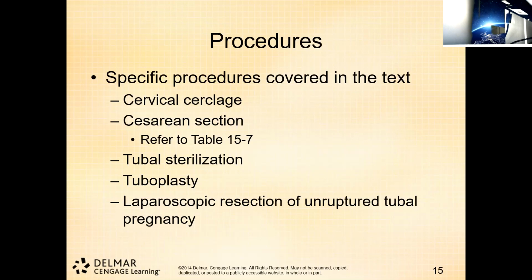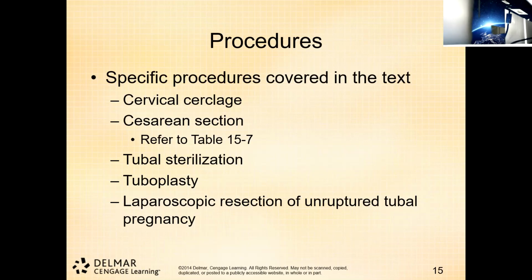Tuboplasty is the reverse of it. Same anatomical structure. A 2-0 suture will be used for this one, but what will happen is a patient decided to come in and say, hey, I wanted my tube to be tied. And then 2-3 years later on, they say, no, I really want to conceive this time. Tuboplasty will be done to go back in and surgically repair the interrupted fallopian tube, to open it back up and join it back in and see if the patient will be able to conceive.